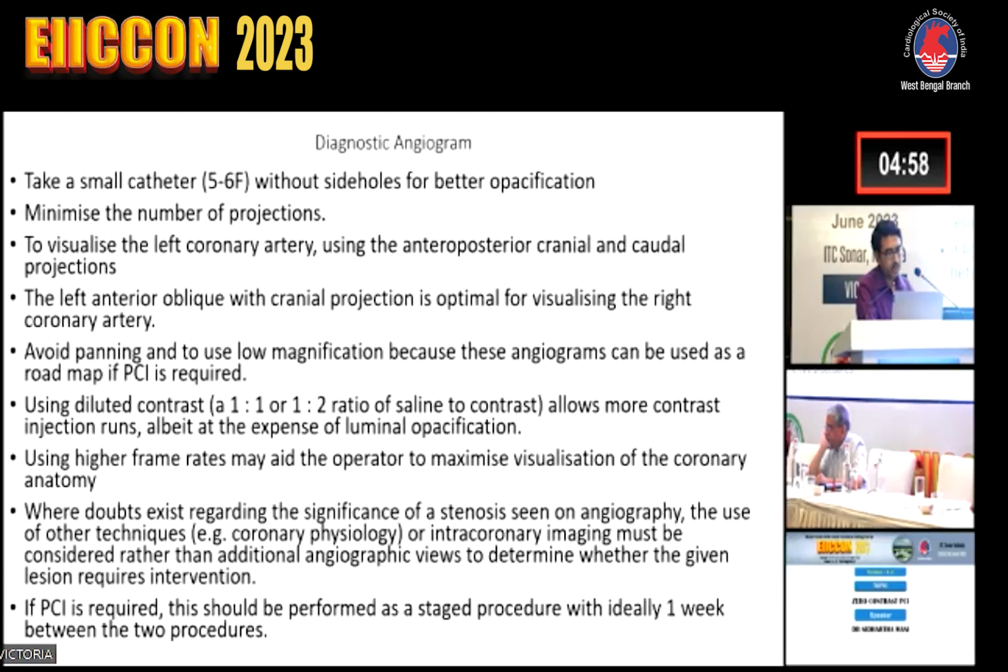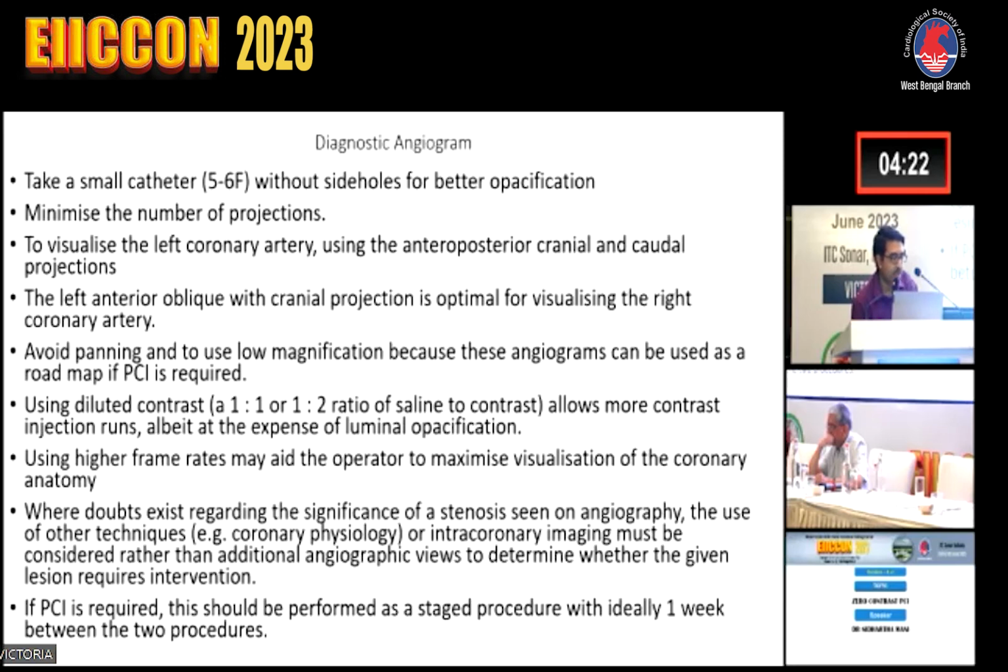Now we have to take a diagnostic angiogram. This is angiogram. This is not the PCI procedure. So for the angiogram, we should take a small catheter, 5 to 6 French, without side holes for better opacification. We should minimize the number of projections because there also we need to minimize the dye load. And to visualize the left coronary artery, the epicranial and epicaudal projections are best. To see the RCA, the LAO cranial views are probably the best. So if you can minimize the imaging by 2 or 3 images, that will reduce the dye.